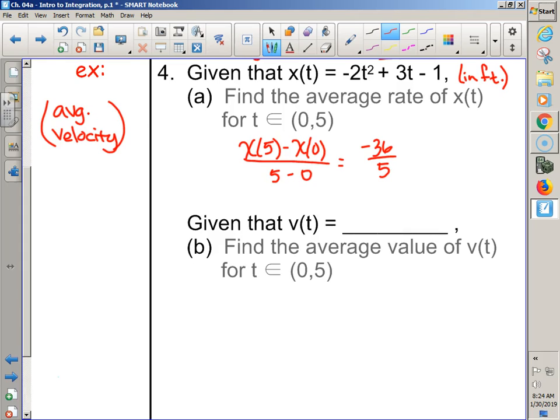And then time was measured in seconds. I could say feet per second. Do I have a velocity? Yes. Do I have an average velocity? Yes.